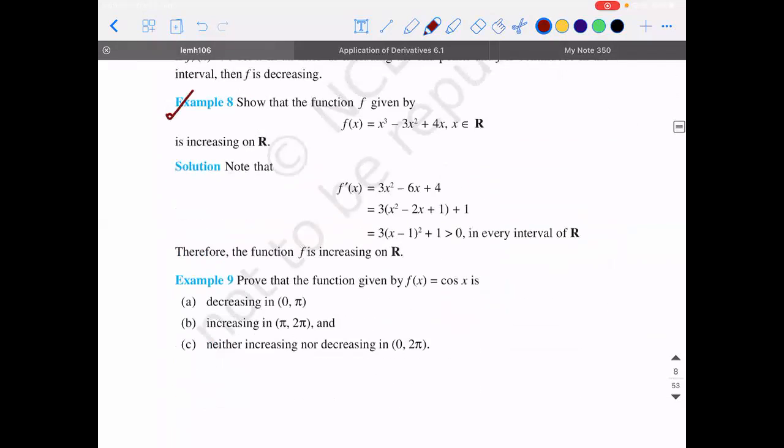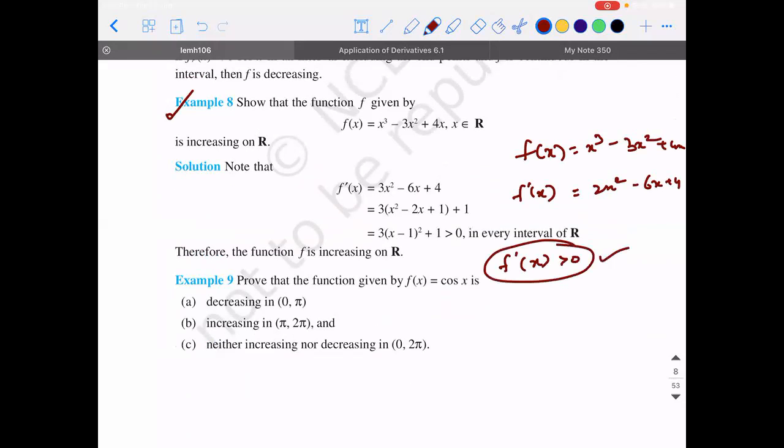So show that the function f given by this value is increasing on R. Okay. So f of x is equal to x cube minus 3x squared plus 4x. So what is f dash of x? 3x squared minus 6x plus 4. So f dash of x is greater than 0. If you are able to prove that it is so for all values of R, then you can say it is strictly increasing on R.